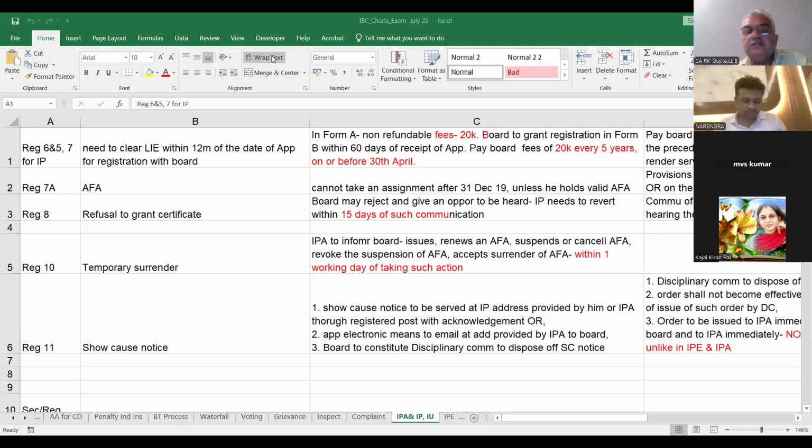Now I would request Kajal Kiran ji to please read all these regulations. Kajal Kiran ji, you please read once.